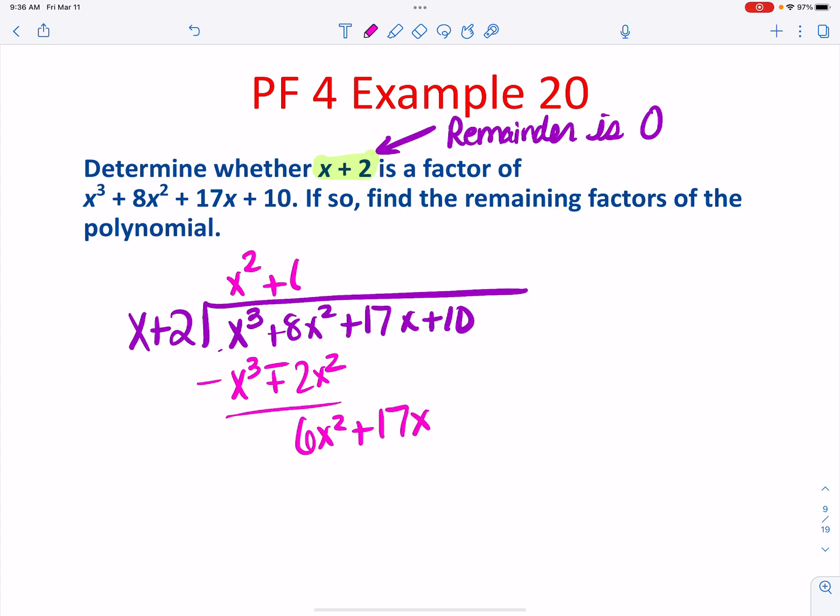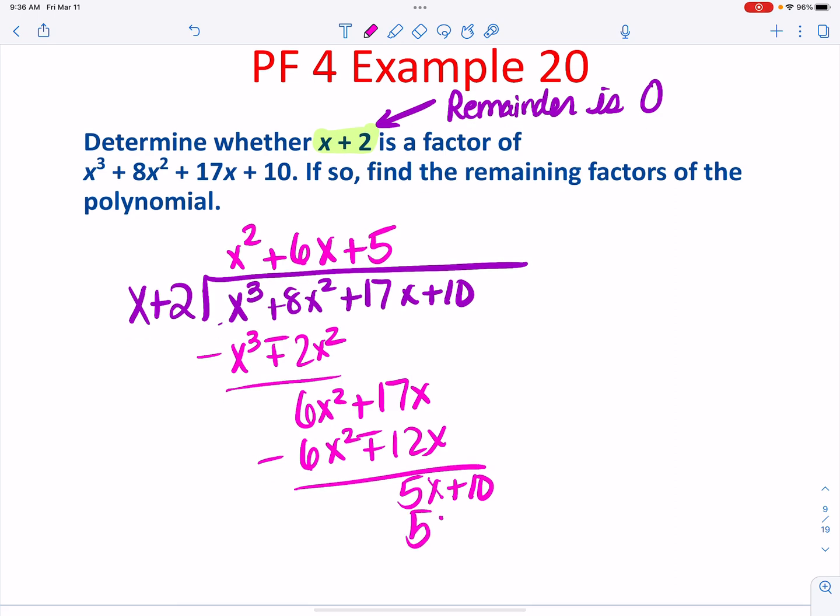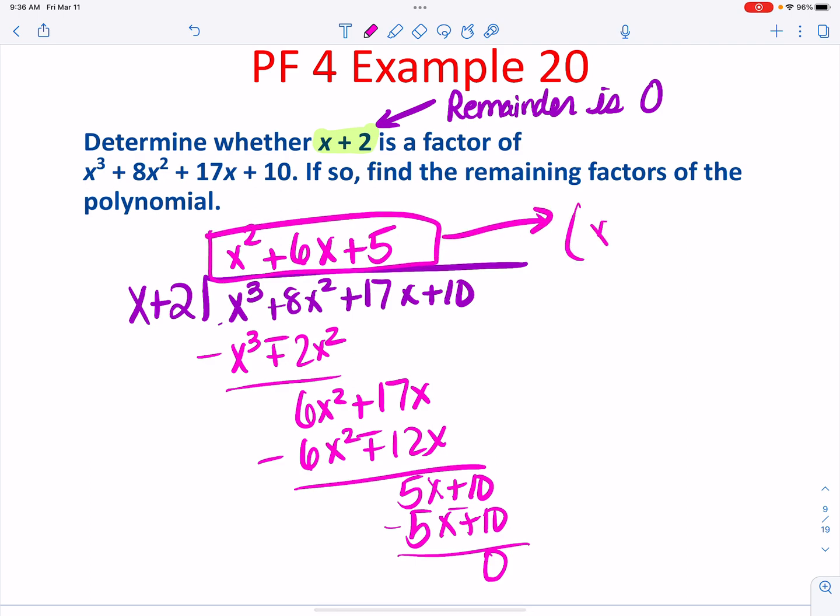How do I change an x into a 6x squared? 12x. Change my signs. I get 5x plus 10. And so then this would be a plus 5, and I get 5x plus 10. Change your signs, and you get 0. So can this still factor? Yes, x plus 1 and x plus 5.